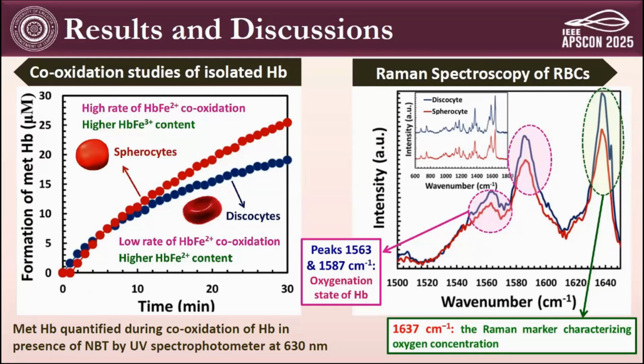Again, from Raman spectroscopy, we can observe that the 1637 cm⁻¹ peak, which characterizes the oxygen concentration, is reduced in spherocytes, as well as the peaks at 1563 and 1587 cm⁻¹ respectively, marking the oxygenation state of hemoglobin. They are also reduced in spherocytes, meaning that most of the hemoglobin present in spherocytes is in a deoxygenated state. Thus, we can see that if we take two cells, a discocyte and a spherocyte, the spherocyte will have a higher content of methemoglobin and a lower affinity for oxygen.